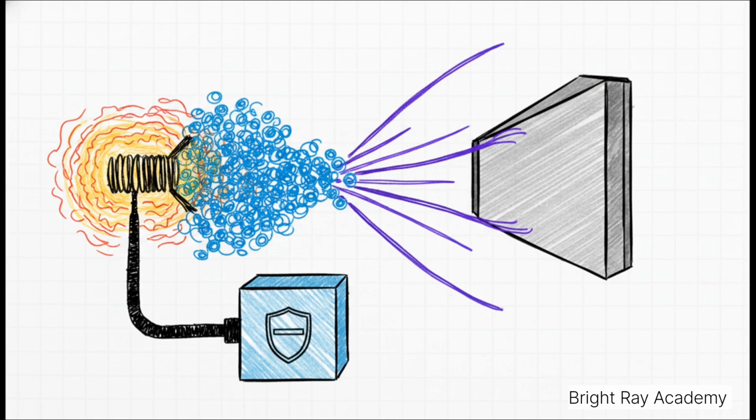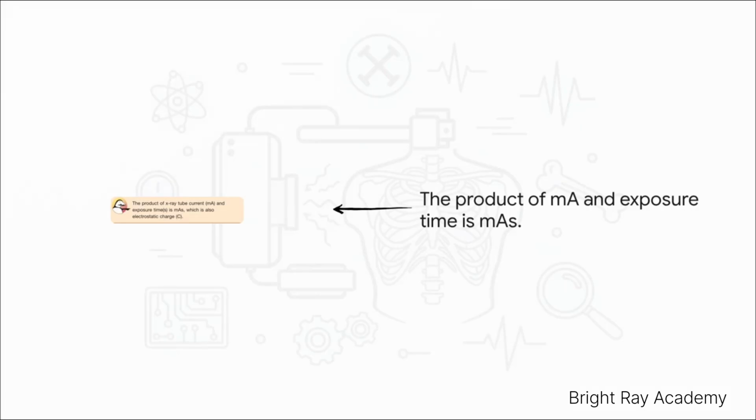To stop this from happening, modern systems actually have a built-in correction circuit to counteract the space charge effect, ensuring your selected MA stays perfectly stable. Ultimately, the total quantity of radiation hitting the image receptor isn't just about the tube current. It's about how long you actually let that current flow.